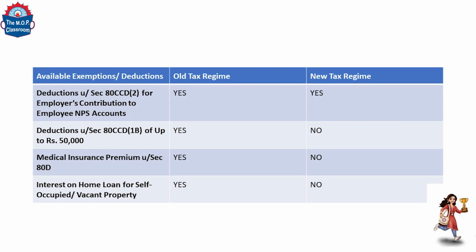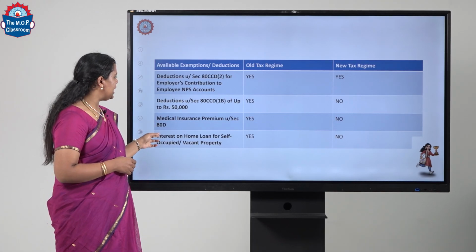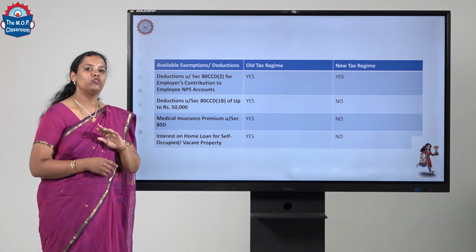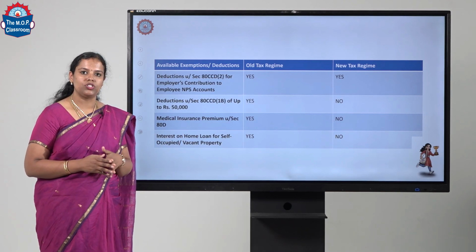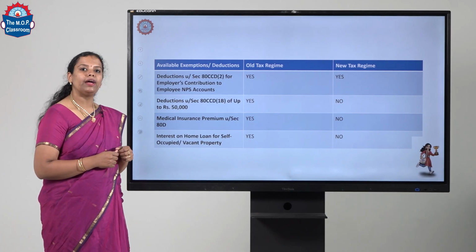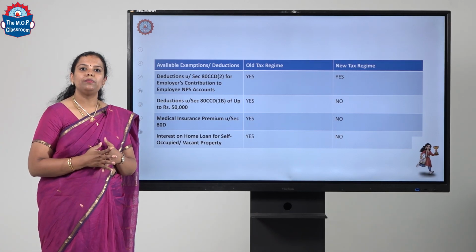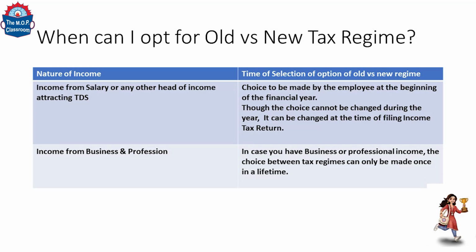Deduction under 80CCD(1B) up to 50,000, it's available only in the old regime. Medical insurance claim, which is the primary part of most of the middle class individuals in India, was available only in the old tax regime but not in the new one. Last one, the interest on the home loan for the self-occupied and the let-out property is not available under the new tax regime. So in this case, how are you going to take up the decision based on what is better for you in terms of the old tax or the new tax regime?